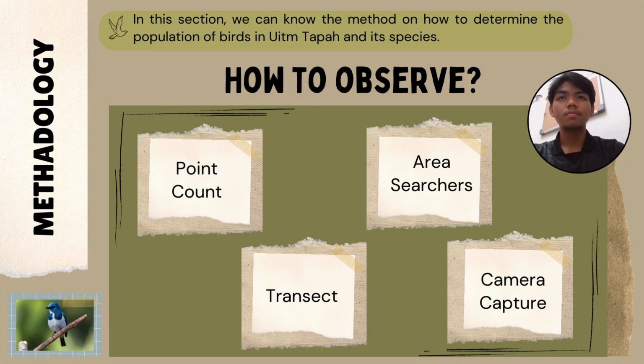So now, I will continue with our topic of bird diversity, where I will explain several methods on how to determine the population of birds in UiTM Tapah and its species. There are four types of methods in my research that I found on the internet: first, point count, secondly, transect, thirdly, area searches, and lastly, camera capture. For these four methods, I will explain on the next slide.